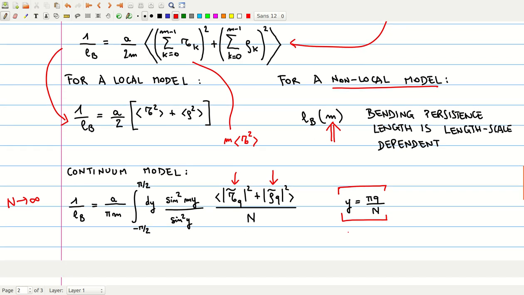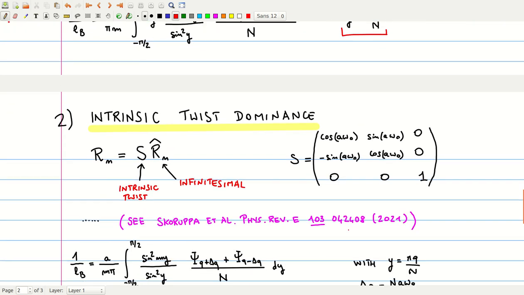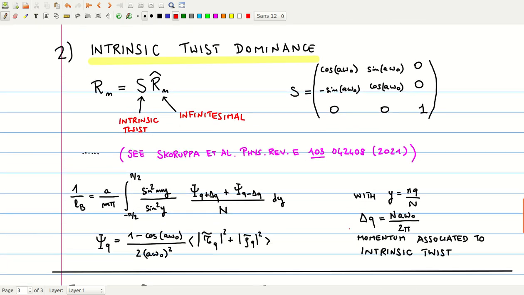Now we discuss the second approximation, which we call intrinsic twist dominance. We write a rotation matrix as a product of a pure twist times a matrix R hat. The pure twist matrix is shown here. The matrix R hat can be treated as infinitesimal. The rest of the calculation is technically more challenging. For details, see our paper.